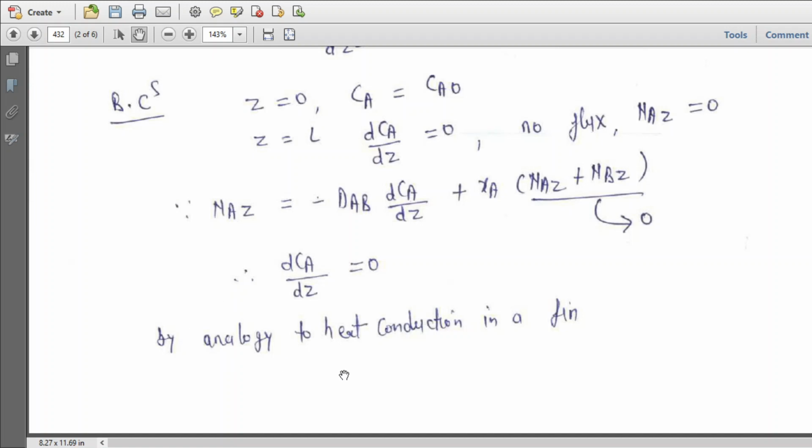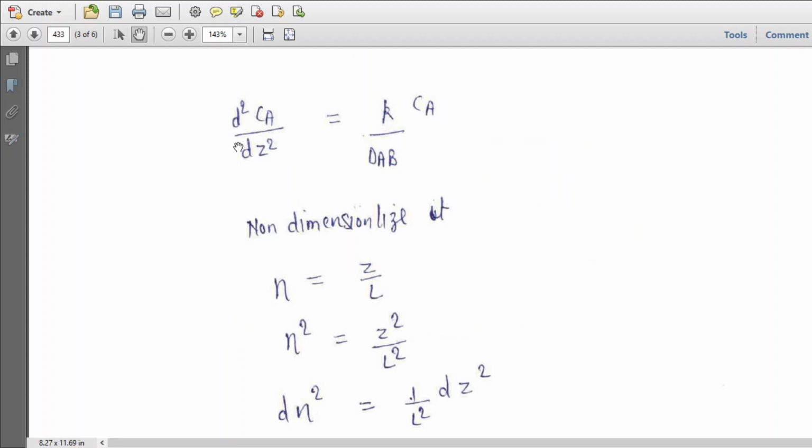Now from here, by analogy of heat conduction in a film, we can solve these equations using similarity solutions. This is our equation: d square CA upon dZ square equal to k upon DAB times CA. Now we can non-dimensionalize it. We take the non-dimensional thickness eta equal to z upon L. Then eta square equals z square upon L square, so d eta square equals 1 upon L square dz square.